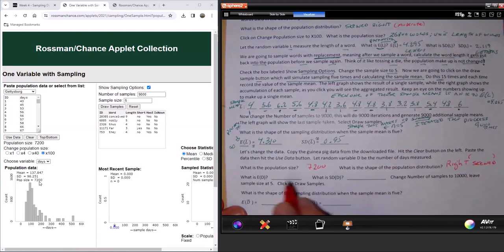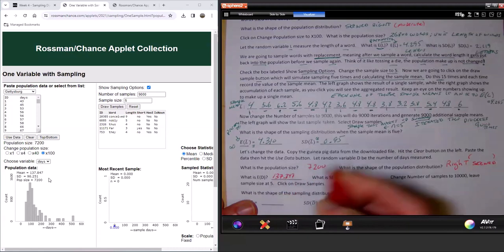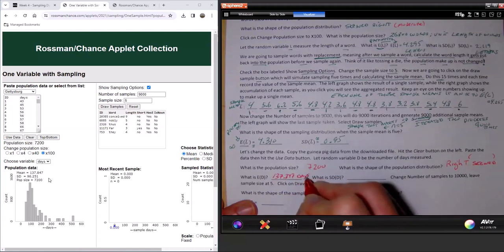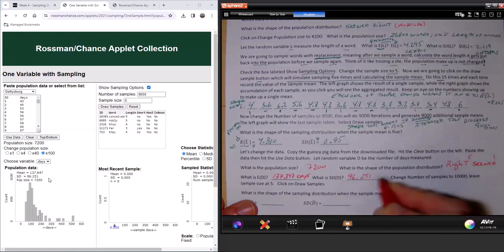All right. What is now the mean of this population? So the population consists of the number of days. It looks like the mean number of days the guinea pigs survived was 137. And these are days, is the unit. What is the standard deviation? Well, again, looking at that output, it's 96.251. And again, the unit here is days. That's one standard deviation. So this is my population. So notice population data, mean, standard deviation, population size.